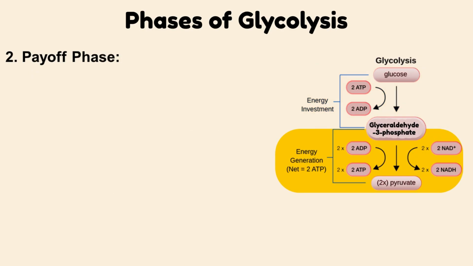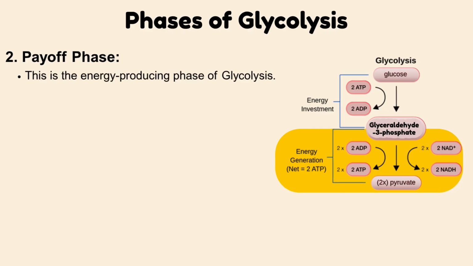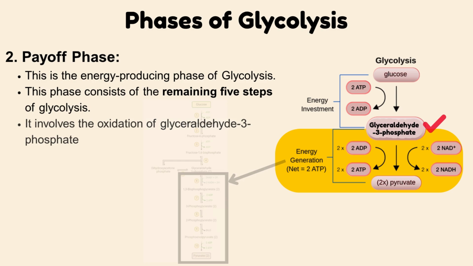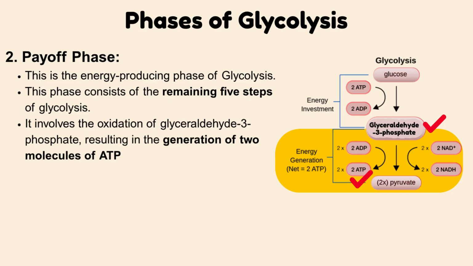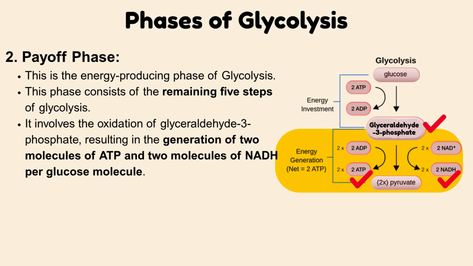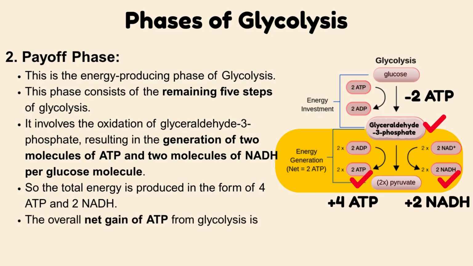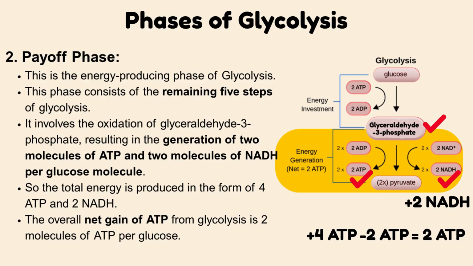Number 2. The payoff phase. This is the energy-producing phase of glycolysis. This phase consists of the remaining 5 steps of glycolysis. It involves the oxidation of glyceraldehyde 3-phosphate, resulting in the generation of 2 molecules of ATP and 2 molecules of NADH per glucose molecule. So the total energy is produced in the form of 4 ATP and 2 NADH. The overall net gain of ATP from glycolysis is 2 molecules of ATP per glucose.